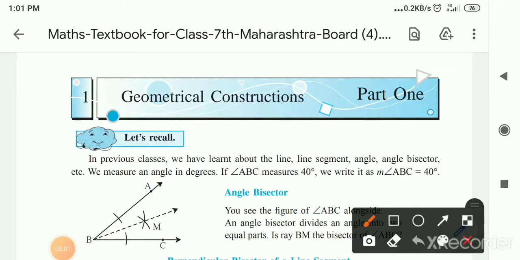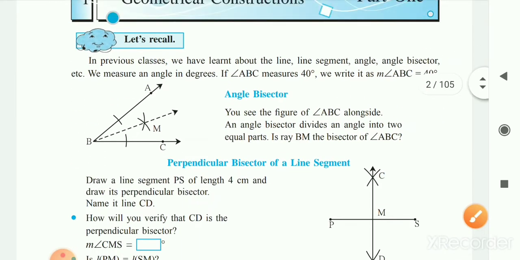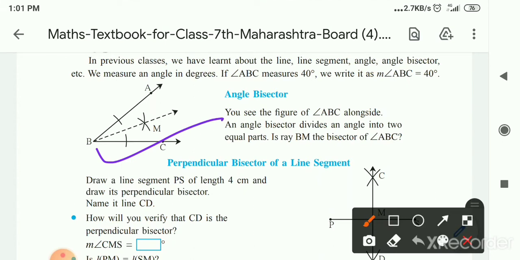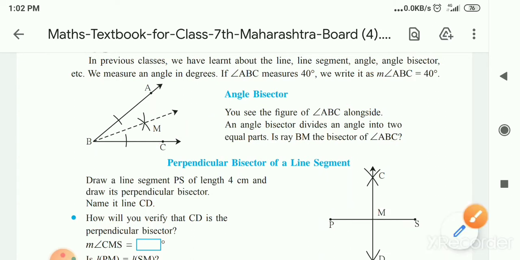Students, today we will take the next part of the first lesson, that is geometric construction. Under this lesson, yesterday I showed you how to draw the angle bisector of a given angle. If the measure of the angle is given, we have to draw the angle by a particular measure, and then draw the angle bisector. The steps of construction are the same for this.